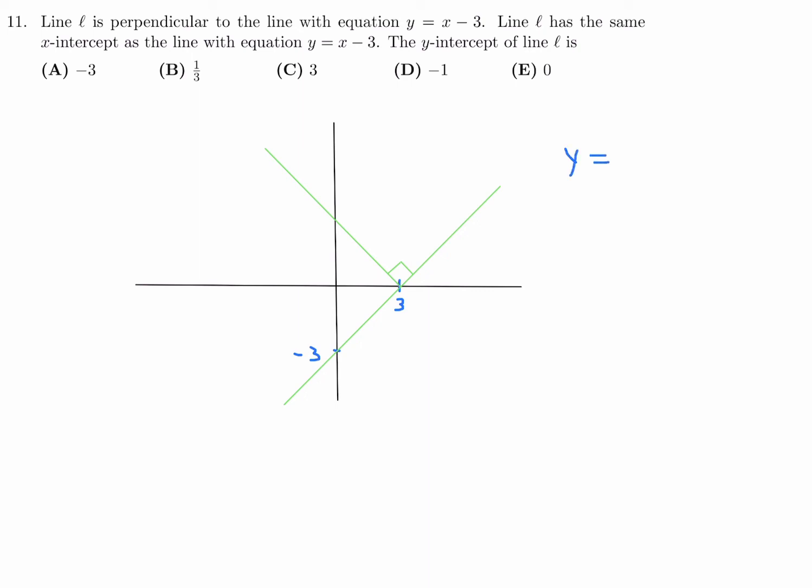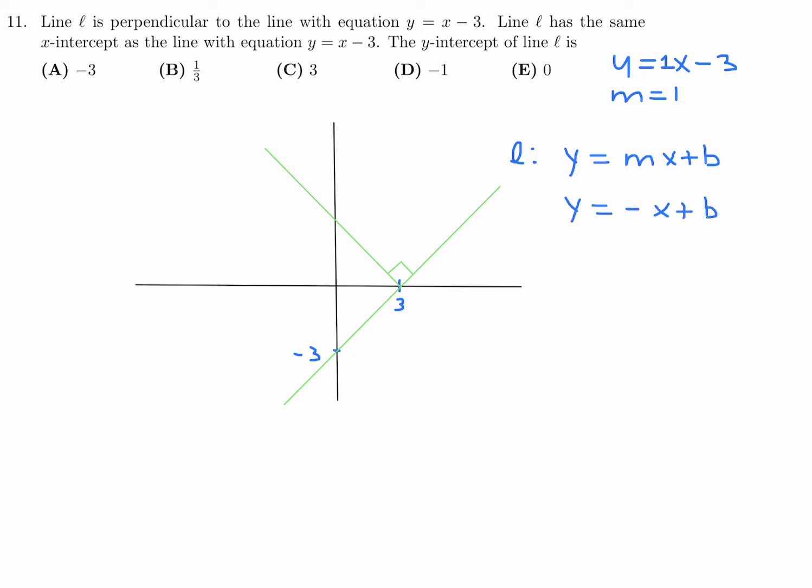The equation of L is going to have the form y is equal to mx plus b. Now, since it's perpendicular to that, its slope is the negative reciprocal. The slope of y equals x minus 3 is just 1. So if m for this is 1, the m here will be the negative reciprocal, which is negative 1. So this is negative x plus b.